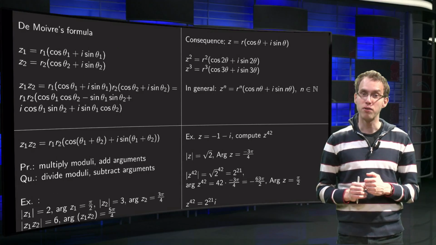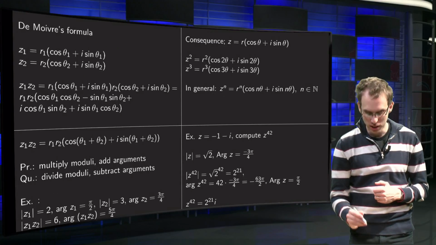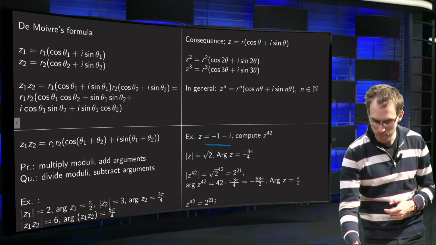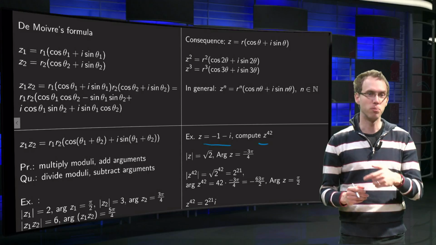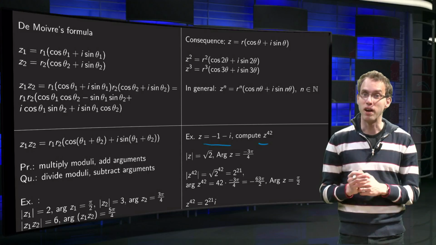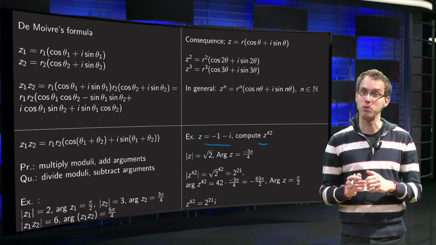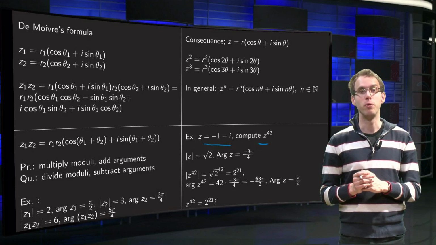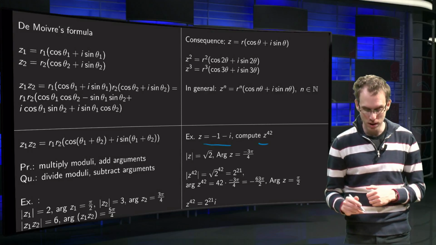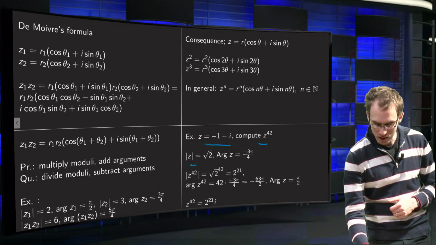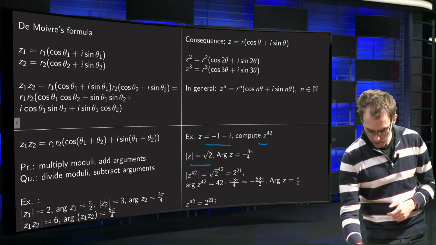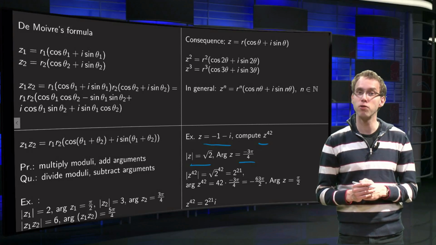So for example, we have z equals minus 1 minus i, and we want to compute z to the power 42. Of course, we can just compute z squared, z cubed, etc. It takes a lot of time. Fortunately, we have De Moivre's formula, so we can do it much faster. First of all, we will need the modulus and the argument of this z. Well, we know how to do that. The modulus of this z equals the square root of 2, and the argument equals minus 3 pi over 4.